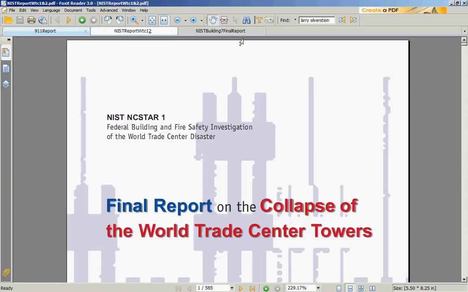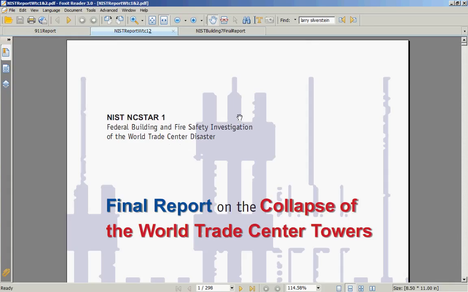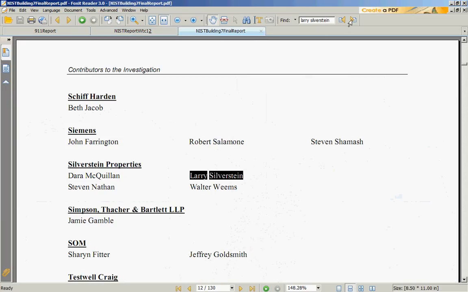Well, maybe he was mentioned in the report for buildings 1 and 2, because that's where he spent most of his time. He had an office there, and he had breakfast at the top of the World Trade Centers meeting with his tenants. 0 times there as well. Now in the report for building 7, he is mentioned as a contributor to the investigation.